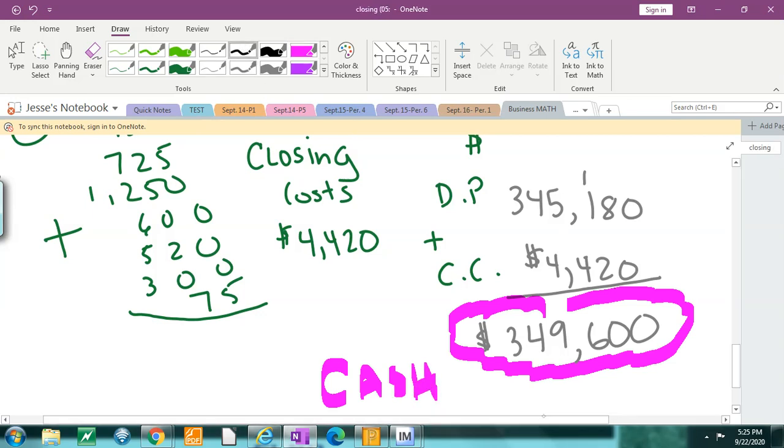This is the cash needed because you got to have that in your bank account. I mean, there's other ways to do stuff as well, like a 1031 exchange. These are other ways to do it. But this is cash needed to buy a home. The down payment and your closing costs.